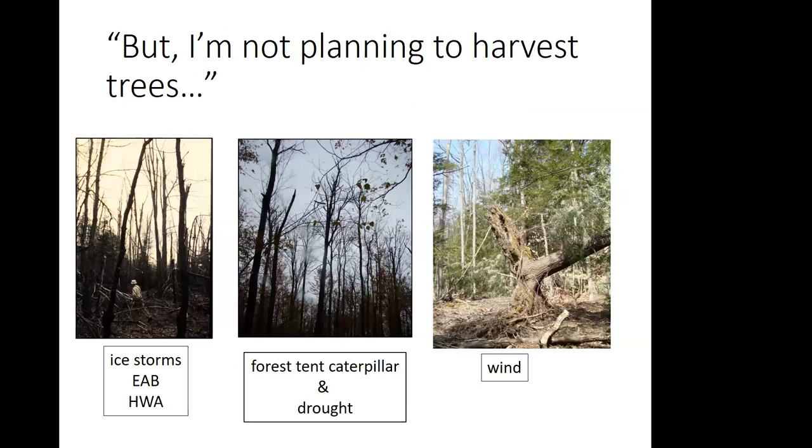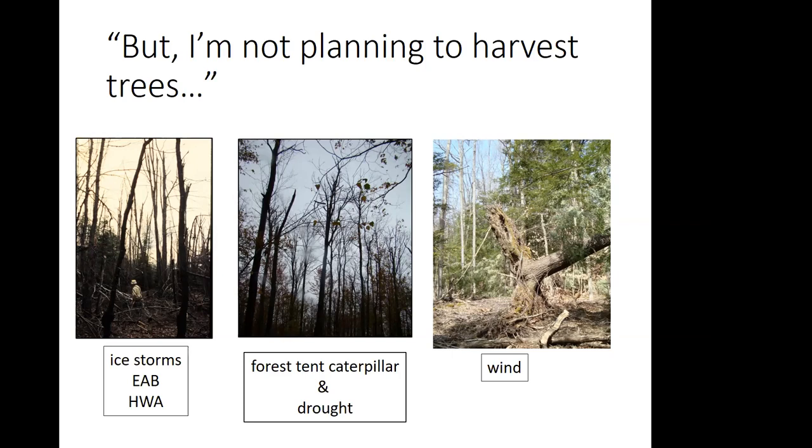And some people say, well, I'm not planning to harvest trees. Why do I need to think about forest regeneration? Because there are natural events that happen regularly that will alter the light regimes. Now, do you need to pay attention to forest regeneration? No. But if you don't, when you put more sunlight on the forest floor, something will regenerate. It might be ferns, it might be grasses, it might be multiflora rose, it might be northern red oak and eastern white pine. So there are things like ice storms and emerald ash borer and hemlock woolly adelgid that are killing events.